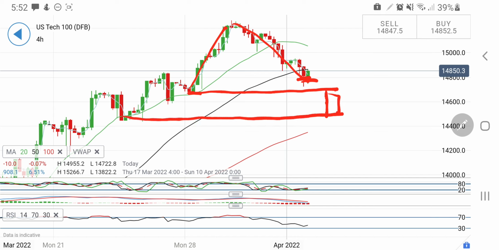14,500, which is going to be a stronger support, and below that 14,400. So this zone between 14,500 and 14,400, and specifically in fact till 14,300. So this zone between 14,300 and 14,500 is important. If it continues to break, this zone is going to provide a stronger support for any downward move.